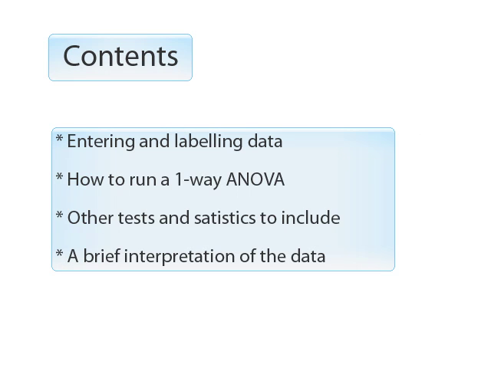The aim of this podcast is to show you how to run a one-way ANOVA on SPSS. You will be able to pause and rewind the video, so I recommend that you play it while trying it out yourself at the same time. The podcast will cover entering and labelling data, how to run a one-way ANOVA, other tests and statistics to include, and a brief interpretation of the data.